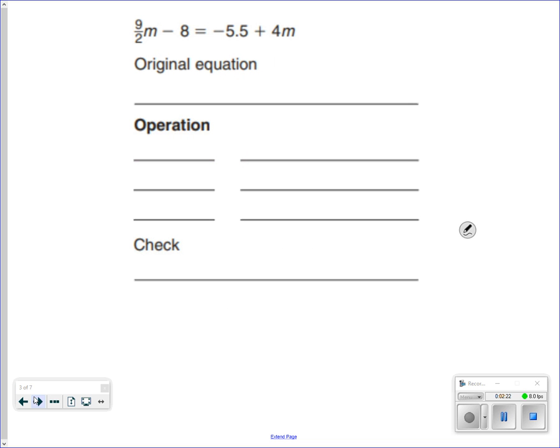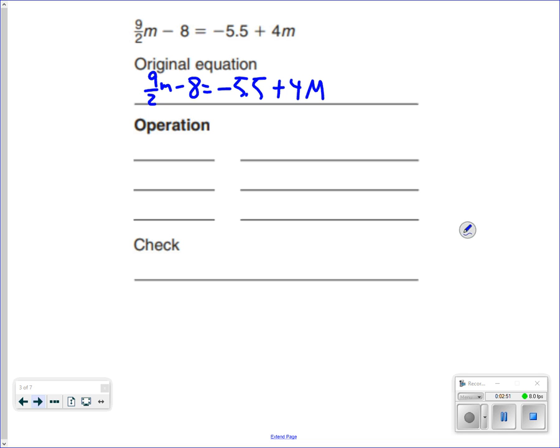Let's try another one of these. So we're starting off with 9 over 2 m minus 8 equals negative 5.5 plus 4m. Now they want you to write out the original equation: 9 over 2 m minus 8 equals negative 5.5 plus 4m. Well, what I would do right here is subtract 4m, because 9 over 2 is 4.5m.